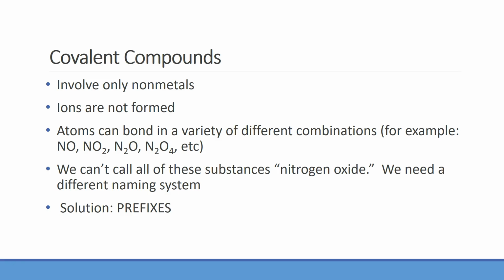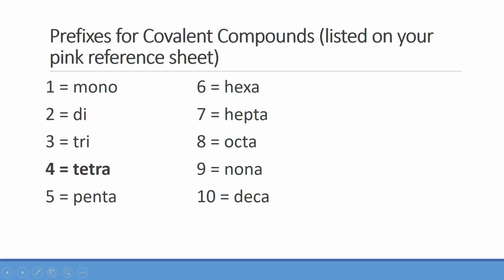Just to give you a sense of the differences, NO2 is a brown gas. It's a major component of smog. N2O is a colorless gas. It's used in dentist's office and in race cars. It's nitrous oxide, otherwise known as laughing gas. So these couldn't be more different, and as a result, we need a different naming system. The solution that chemists came up with was to use prefixes.